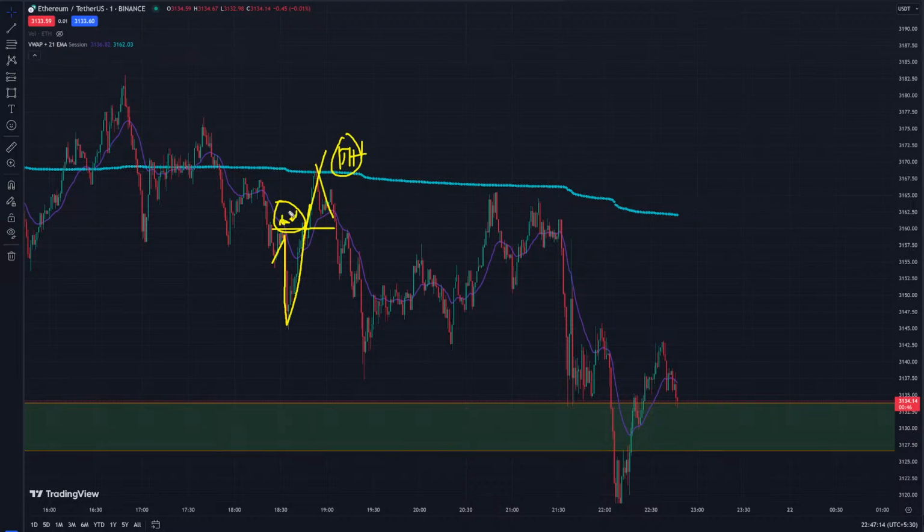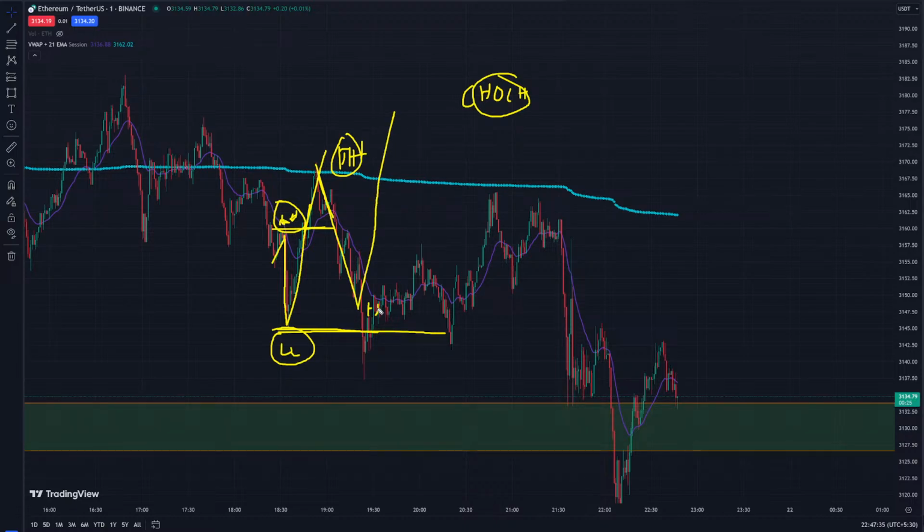And once there is a change of character, price shouldn't cross its lower low. It should continuously form higher lows. Okay, so if price has made a change of character, price shouldn't cross this level. It should continuously make higher lows. So now you can see price has broken down here.